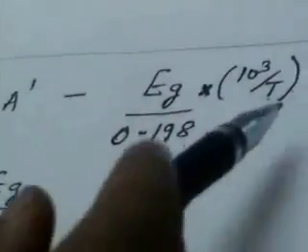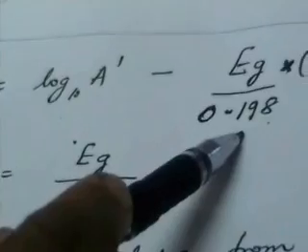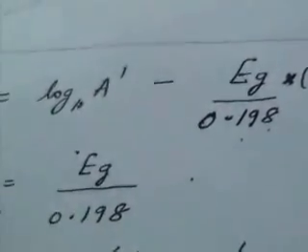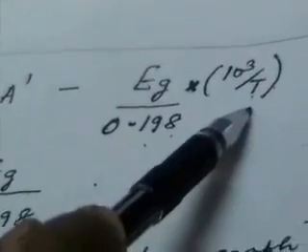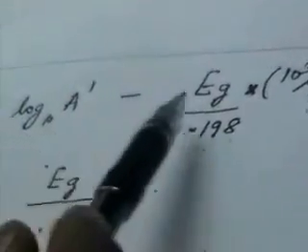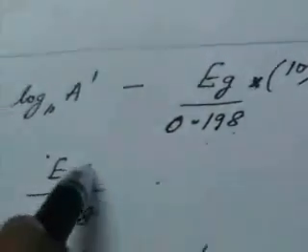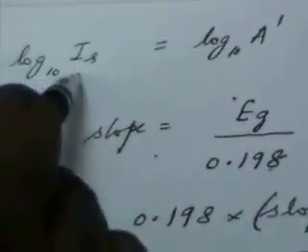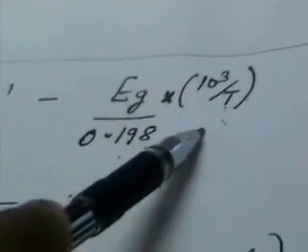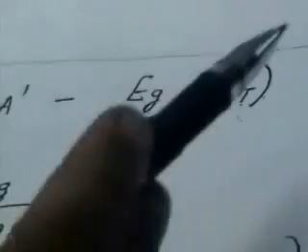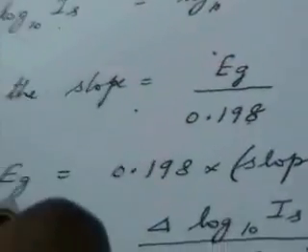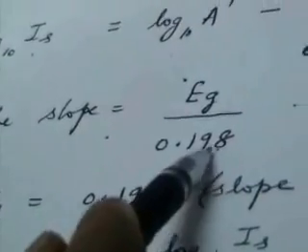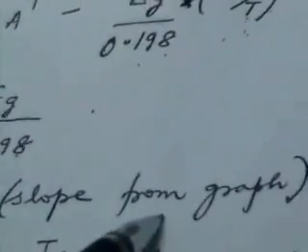Now when you look into this equation, right away we know the slope is going to be equal to Eg by 0.198, because it's an equation connecting Is and T, that is 1 by T in fact. So y equal to mx plus c, it is of that form, and in this case the slope m is Eg by 0.198. A graph can be drawn between the saturation current Is and 10 cubed by T, and it will be a straight line with a negative slope. So from that we get Eg is equal to 0.198 into slope from the graph.